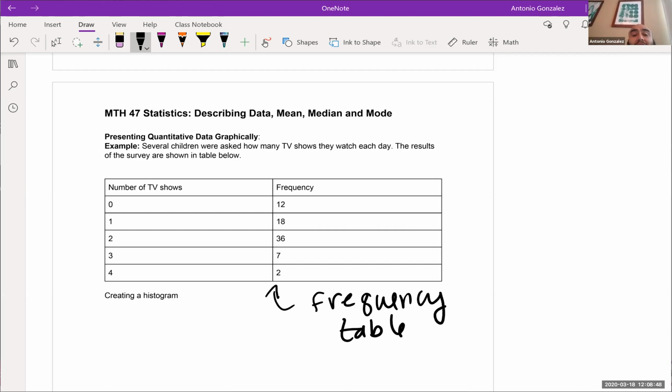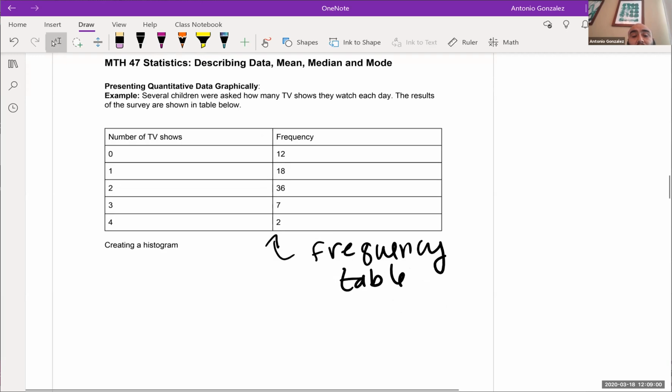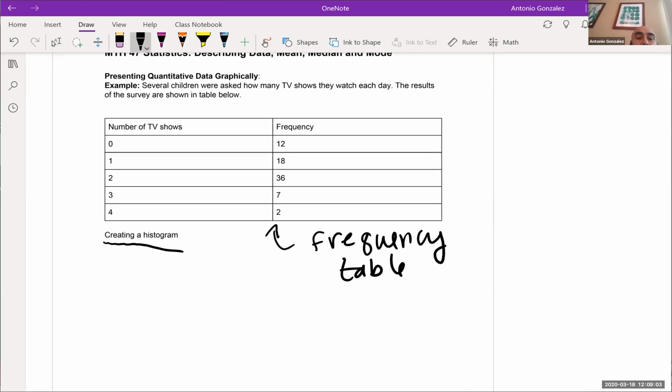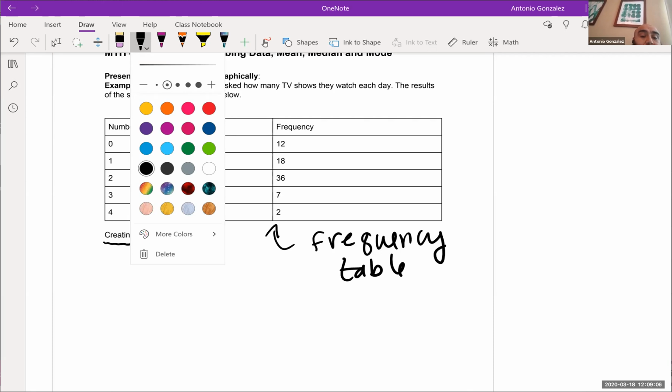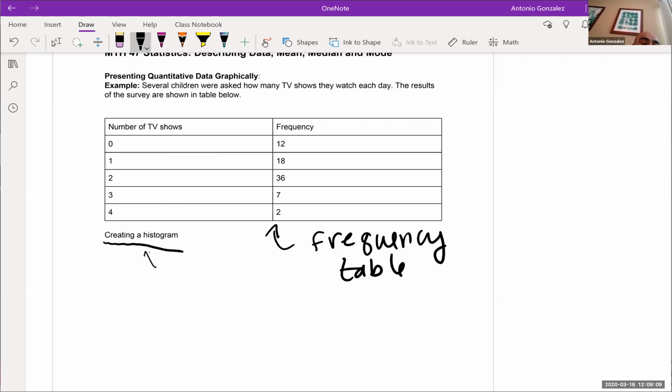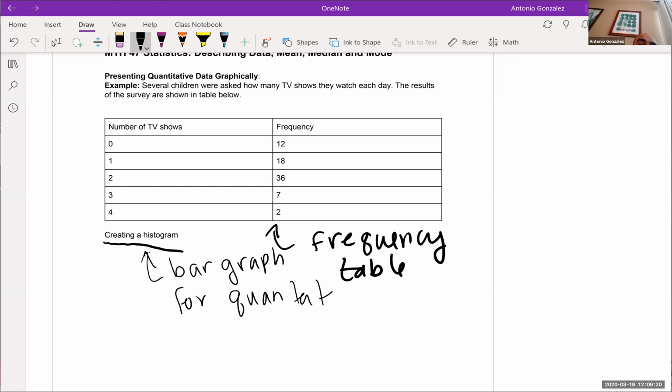Since we are dealing with quantitative data instead of qualitative, we're going to do a bar graph, but when we're dealing with quantitative data, we don't call it a bar graph. What we're going to do is something called a histogram. A histogram is like a bar graph for quantitative data.